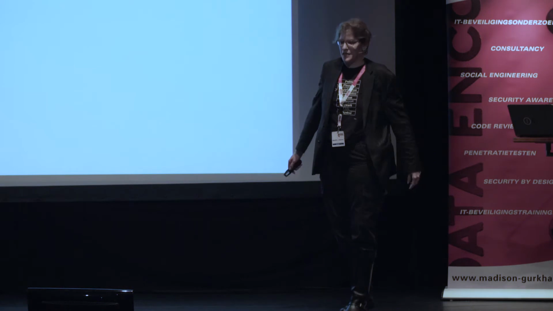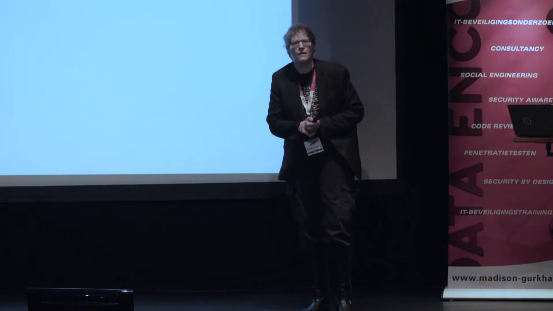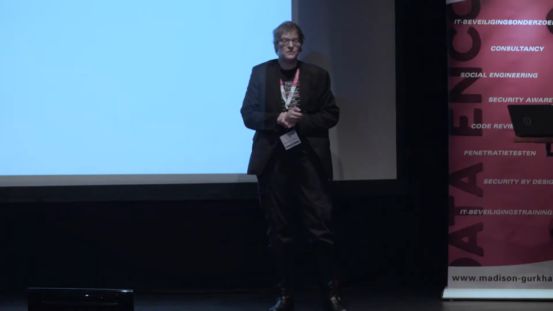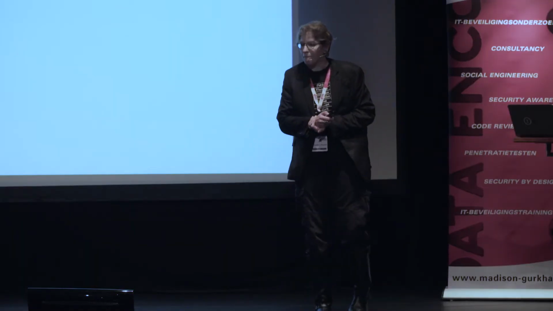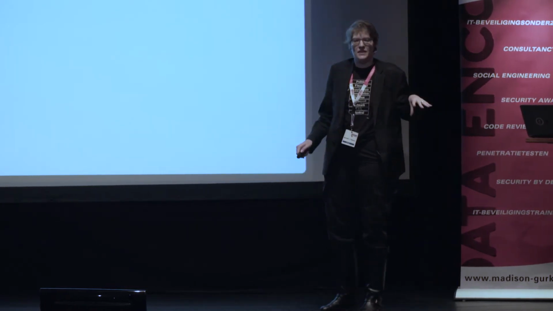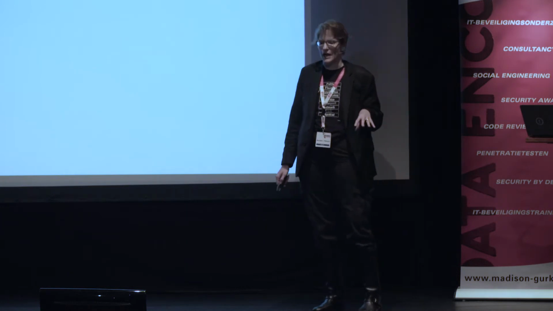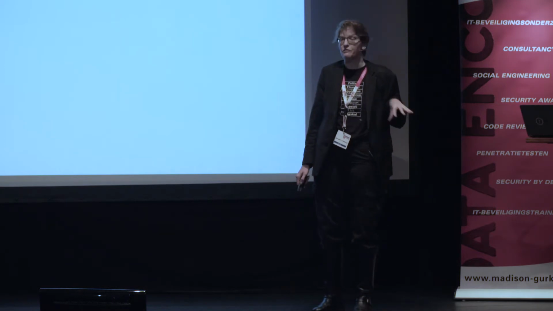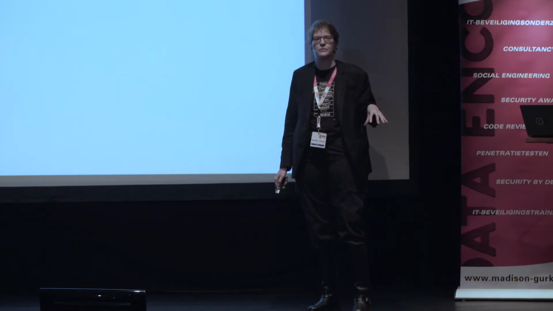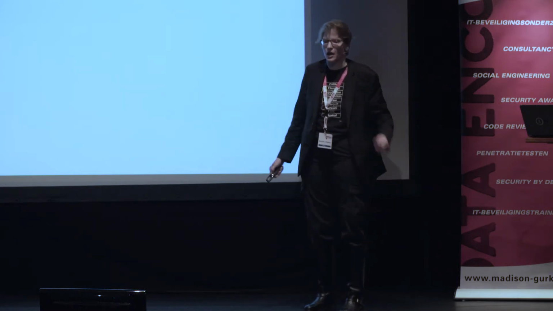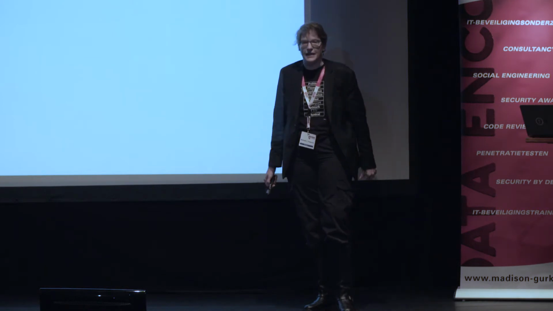We should really step back and take a look at what we've learned here. One thing that we did kind of screw up on a little bit was you need to schedule time for human processes too. People need time to be onboarded. You also need time to find them in the first place. Purchasing things also takes time. Being able to see what tasks depend on each other helps a whole lot. I didn't include it in these slides, but if you find me sometime today, I will happily show you the dependency graph that we're using. It's in Trello, and I'll happily talk to you about how we put that together.